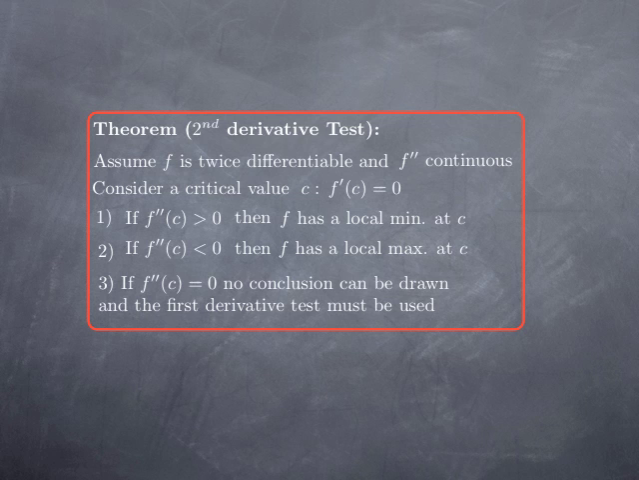So this applies only to critical values where the derivative is 0, and only in the case where the function f is twice differentiable with a continuous second derivative. And we have observed that if the second derivative at C, so here we're not solving an inequality, we're just plugging the value C inside the second derivative. If we obtain a positive number, then f has a local minimum at C. If we obtain a negative number, then f has a local maximum at C.